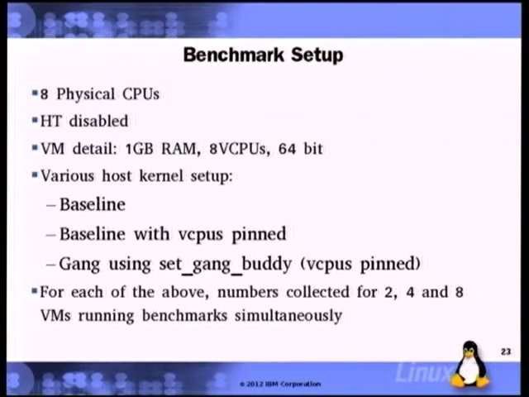So for each of these numbers we collected, we ran for 2 VMs, 4 VMs and 8 VMs. What we would do is start 2 VMs in parallel and run the same benchmarks on both of them. Similarly, for 4 VMs, we would start 4 VMs and run the same benchmark in each VM. So basically the overcommitment ratio is 1:2, 1:4 and 1:8.